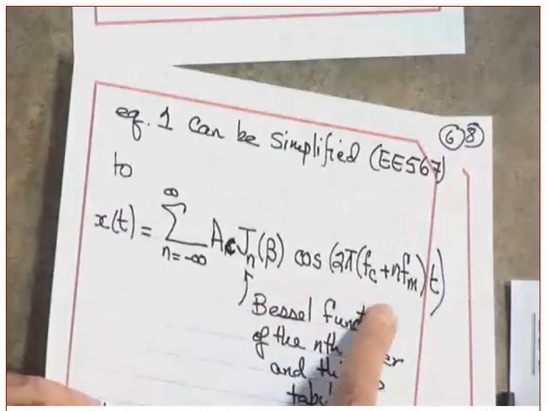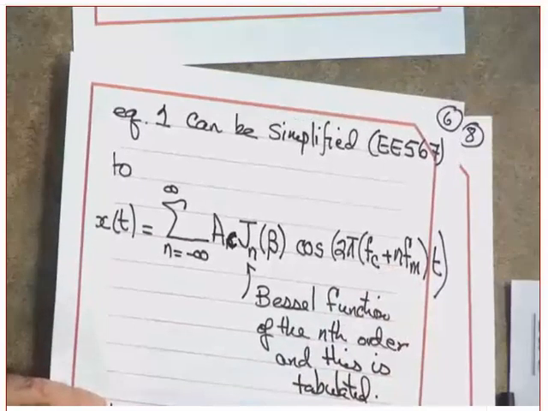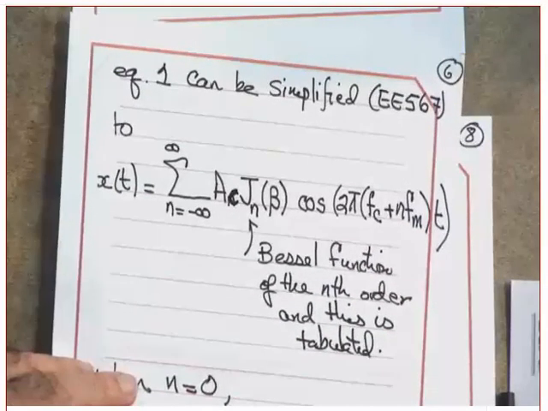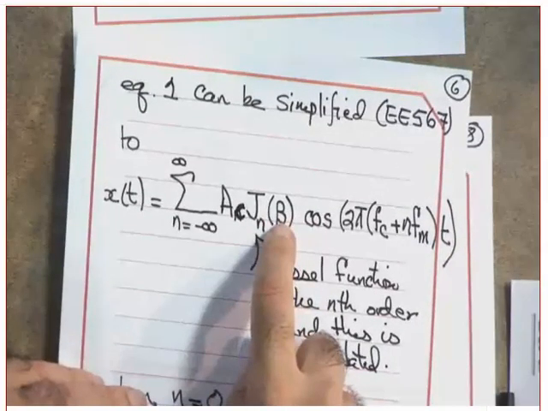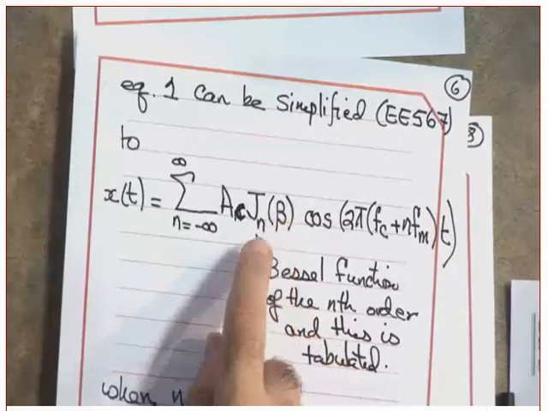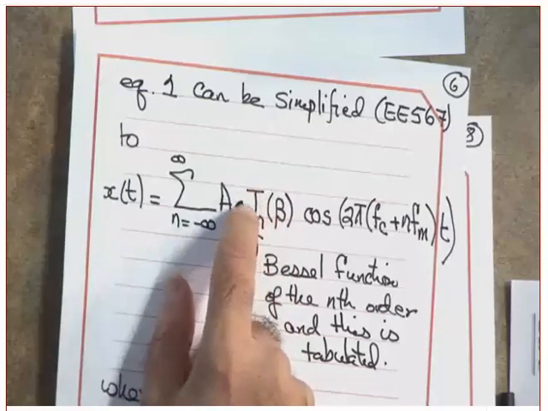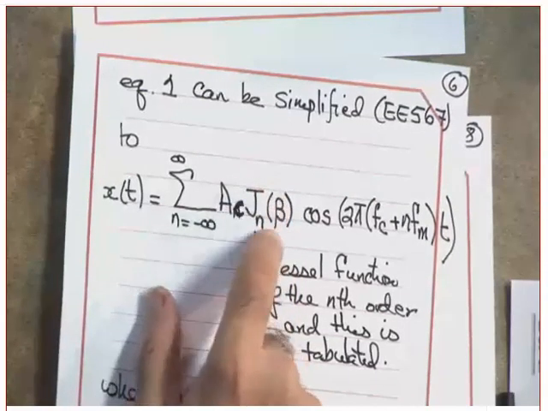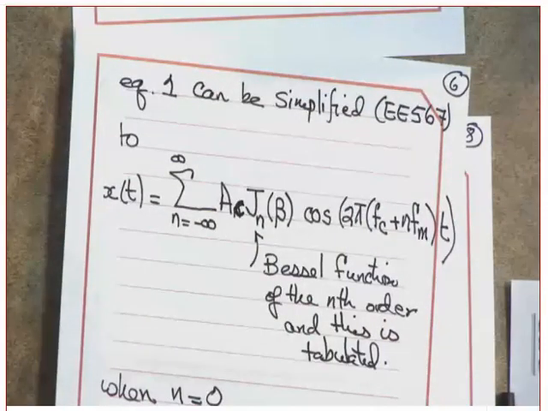I want you to see this equation. Is it possible that for a given value of N, the delta does not show up at the output? Yes. When? If the Bessel function for a specific value of beta is equal to zero. In other words, choose beta such that J2 of beta is equal to zero. That will say that the second side lobes will not show up in the final output. Did you get this point or not?